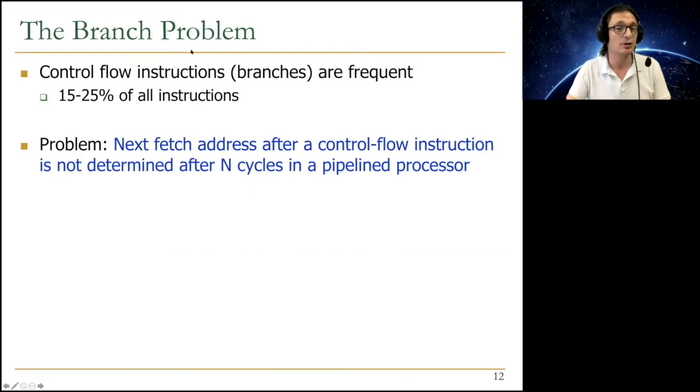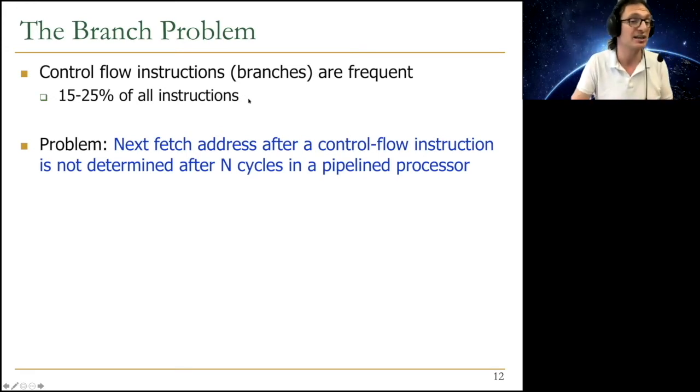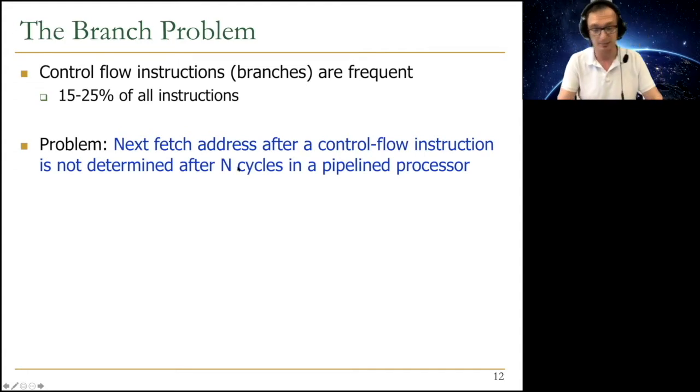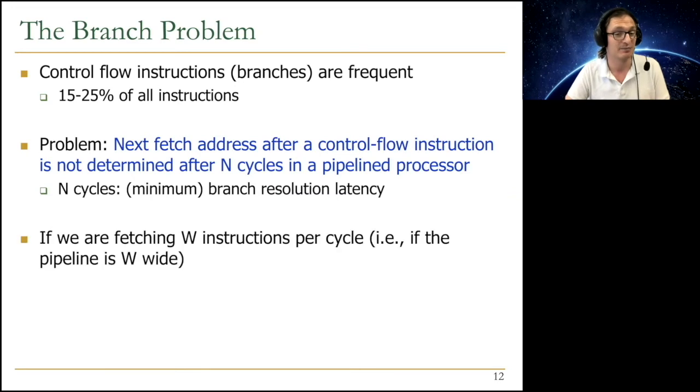So the problem is control flow instructions, branches, are frequent. They could be anywhere between 15 to 20%, 25% of all instructions in general purpose programs. The problem is that the next fetch address after a control flow instruction is not determined until after n cycles in a pipelined processor. And n cycles is really the branch misprediction penalty, or the minimum branch resolution latency, essentially.